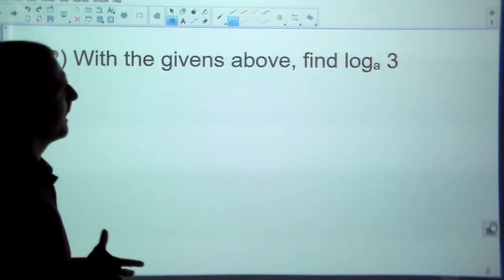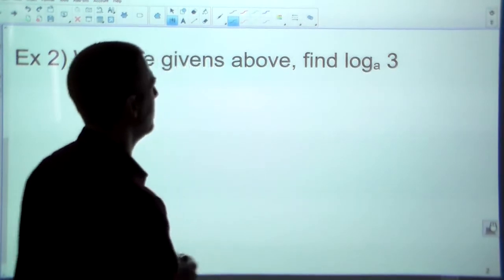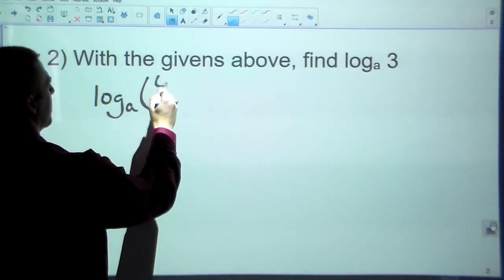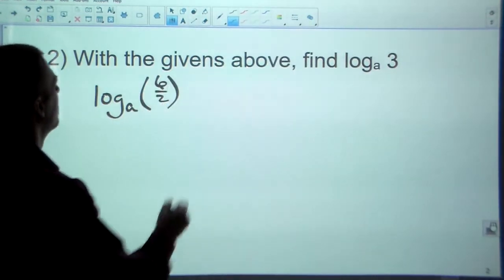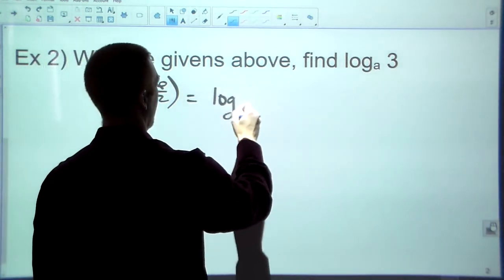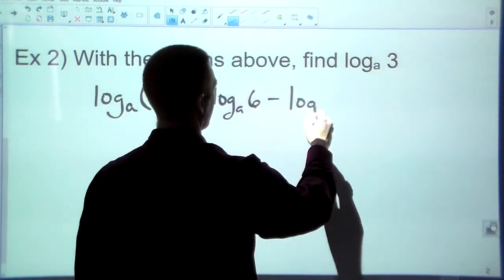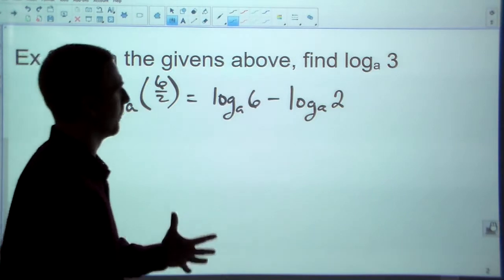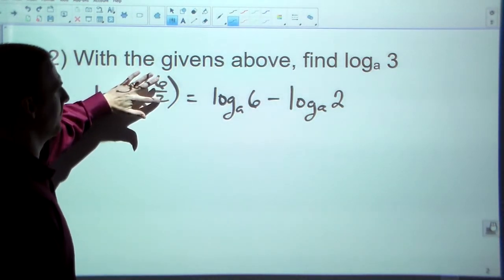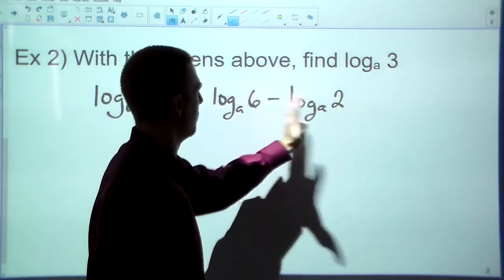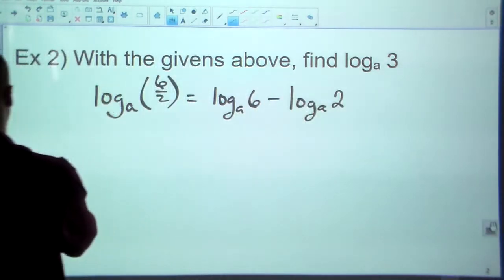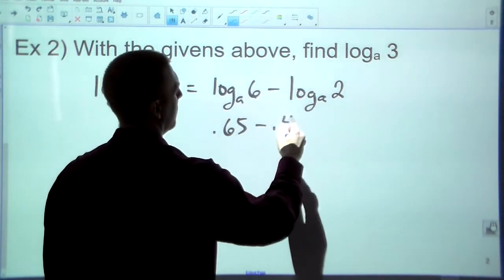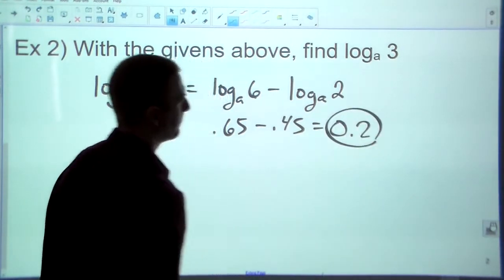Okay. And this with the same givens, but this time find log base a of 3. The givens were 6 and 2, so log base a of 6 divided by 2, that would be 3. And by the quotient rule, log base a of 6 minus log base a of 2. Now this one you've got to be careful because it is with division or with subtraction, order matters. And you're dividing 6 by 2, so it's got to be 6 minus 2 as far as how the logs are set up. All right. Log base a of 6 was 0.65 and the other one was 0.45, for a difference of 0.2.